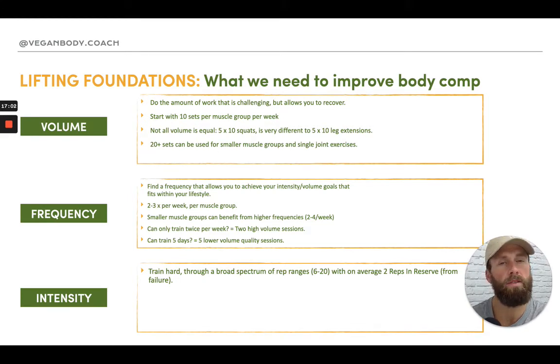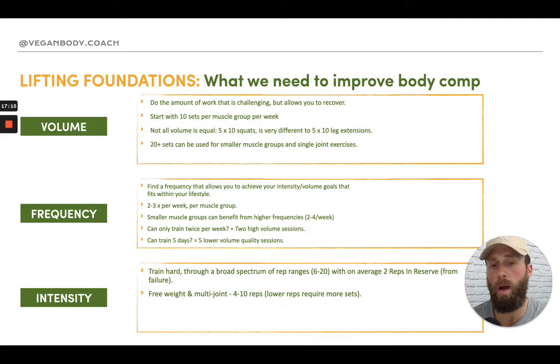But we would save that towards the end of a mesocycle before we deload, take a recovery week, and let fatigue dissipate. So on average there, training 2 reps in reserve from failure, ensuring that the intensity is high enough. So for free weights and multi-joint movements like barbell squats, deadlifts, barbell rows, these types of movements, anywhere from 4 to 10 reps is a good place to sit.